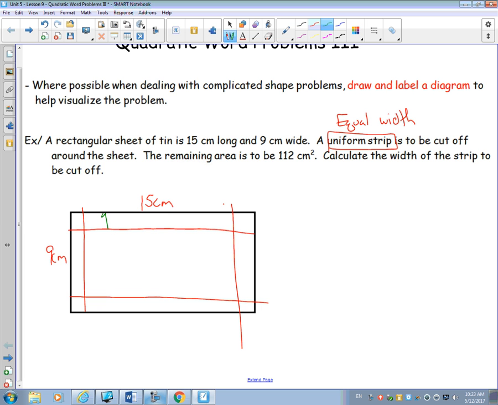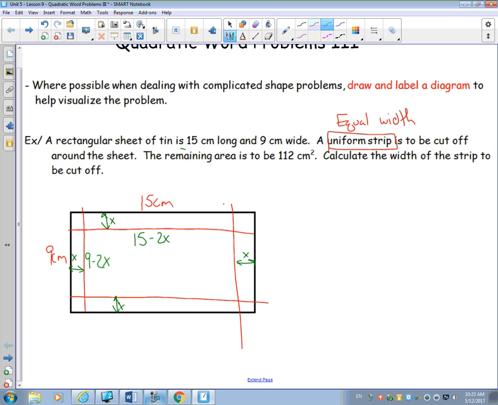So this distance here, we'll call that x. Well, that means this is the same distance, x, and this is the same distance, x, which means that the remaining size, which used to be 15 long, has lost an x from each side. So in other words, it's now 15 minus 2x. And it used to be 9 centimeters wide, but I cut an x off from the top and the bottom, so now I've got 9 minus 2x. And that's the dimensions of the remaining sheet, the part in the middle.